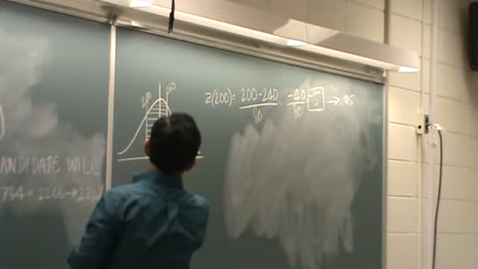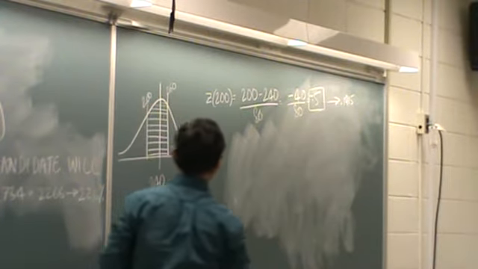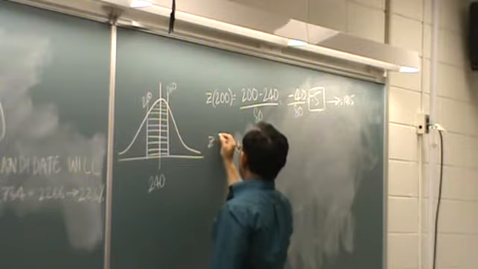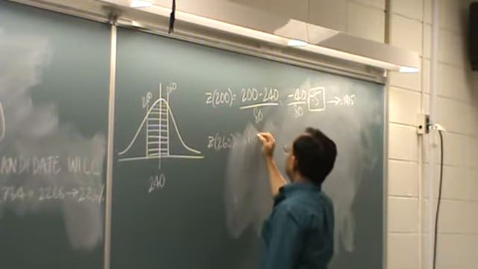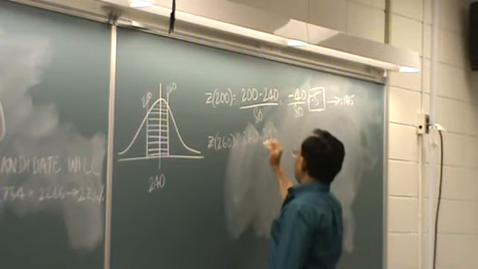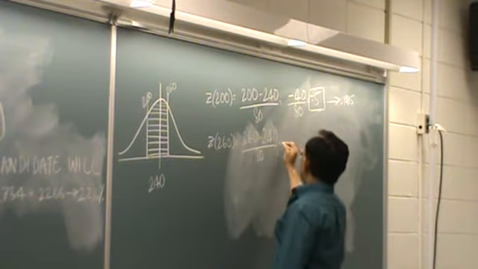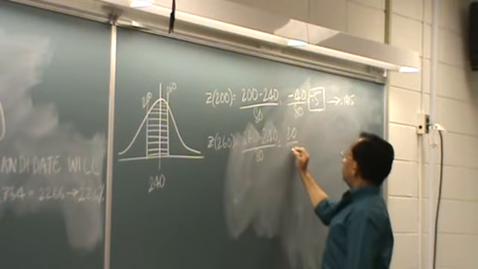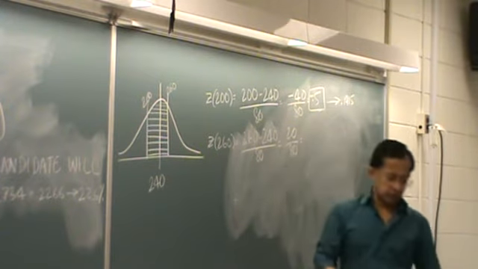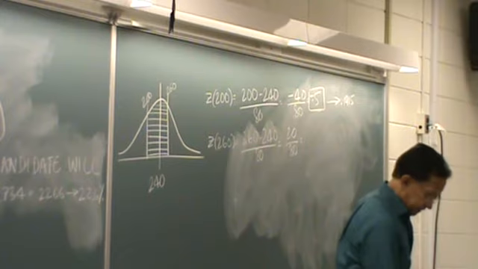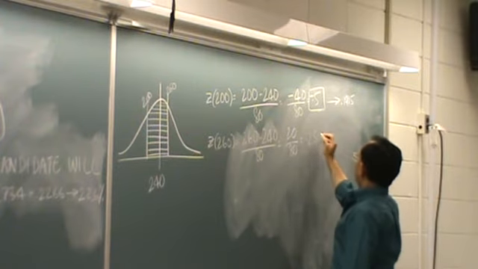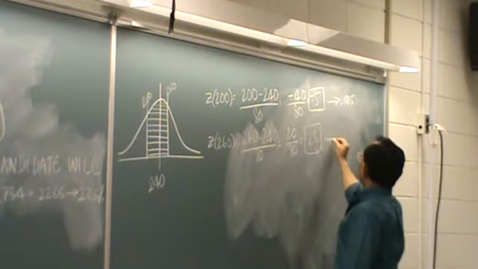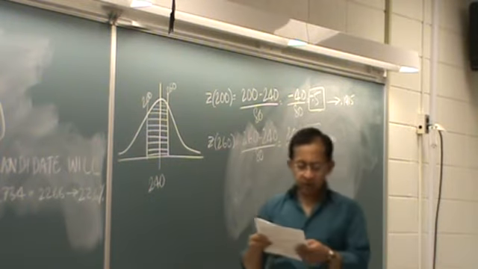Now we need to calculate the area from 240 to 260. So we'll write z260 equals 260 minus 240 over 80. That is 20 over 80 equals 0.25. Then we look at this table again.